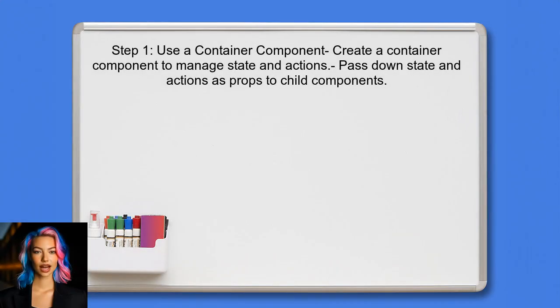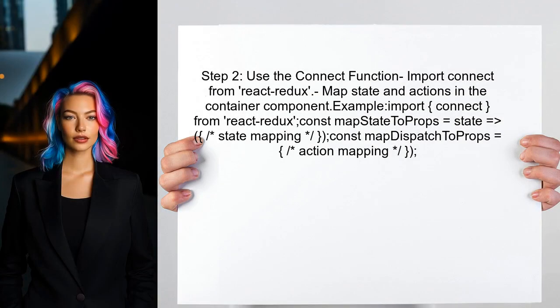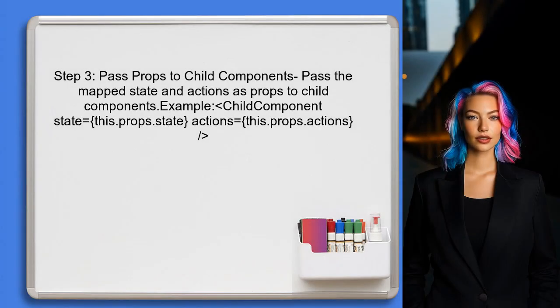To address the user's question about passing Redux state into components, we recommend starting with a container component. This component will manage the state and actions, providing a single source of truth for all child components. Next, the user should ensure that the container component uses the connect function from React Redux. This function will map the necessary state and actions to the props of the container component. After setting up the container, the user can pass the mapped state and actions down to child components. This approach keeps the data flow clear and manageable.